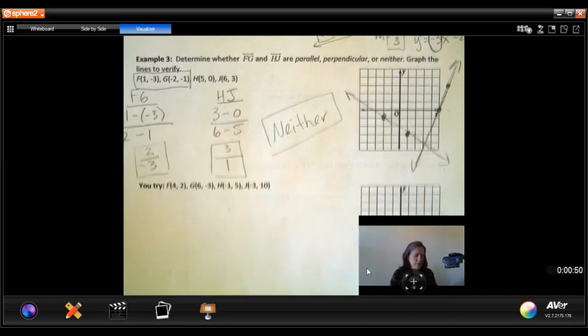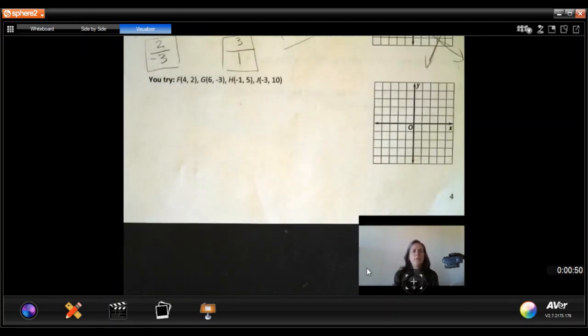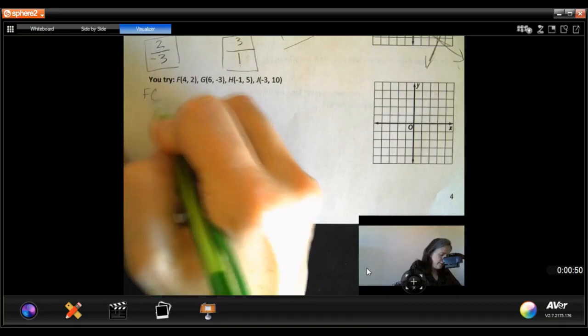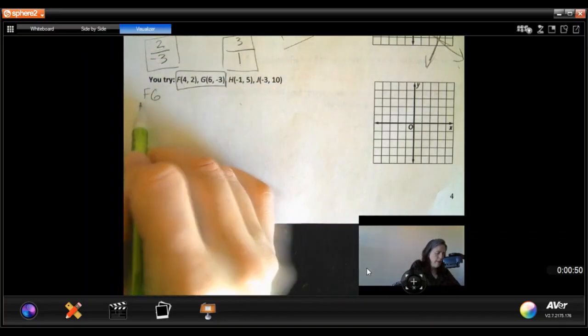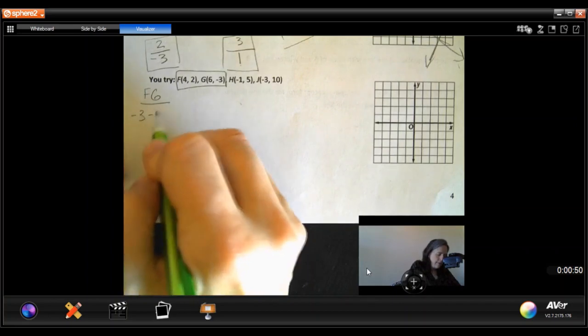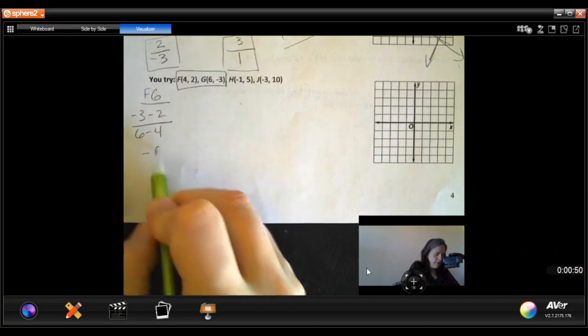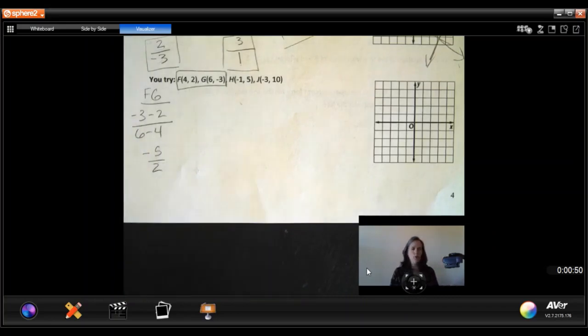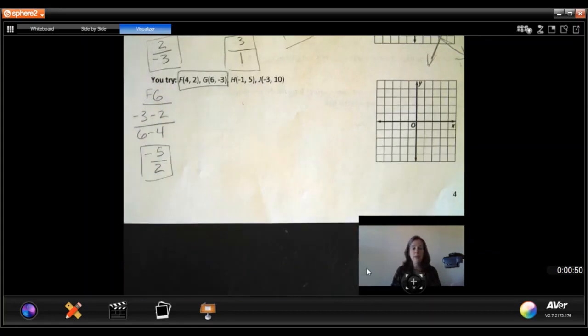All right, let's do another one. I want you guys to try this one. Pause your video and check the slopes to see if they are parallel, perpendicular, or neither. All right, let's see. FG, so this line between those 2 points, -3 minus 2, 6 minus 4, -5 over 2 is a slope that I get for FG.